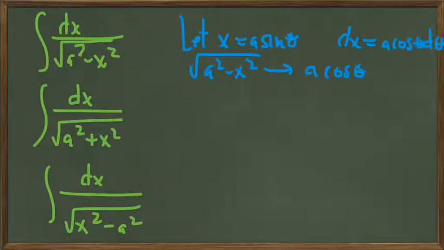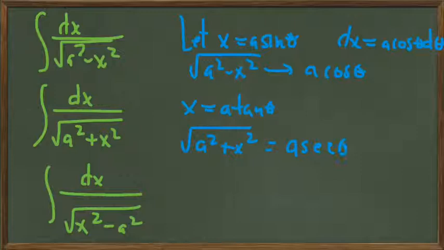So in the second type, we're going to let x equal a tangent theta. The radical a squared plus x squared turns into a secant theta, and the dx is a secant squared theta d theta.